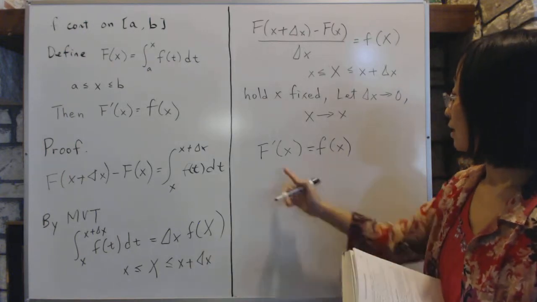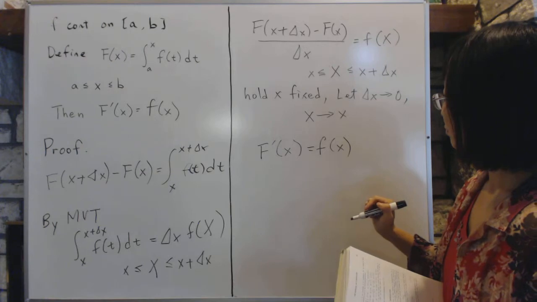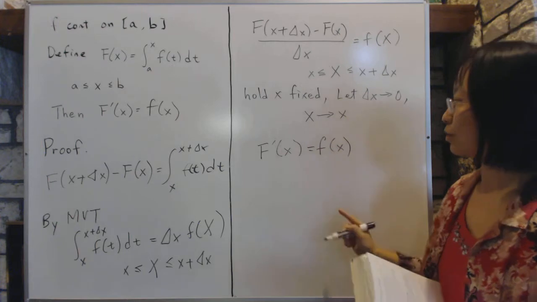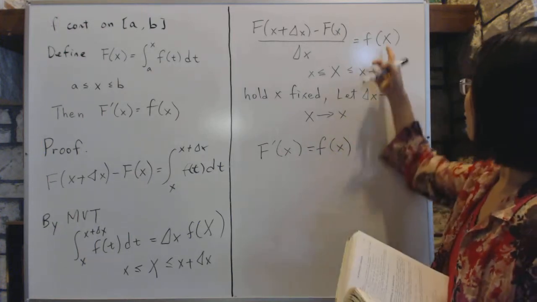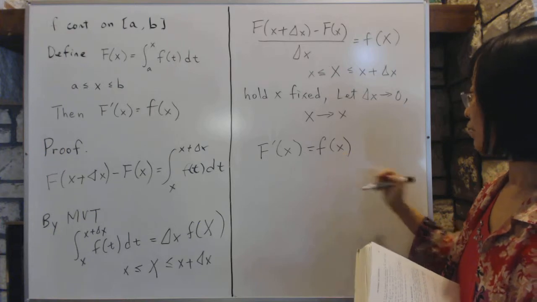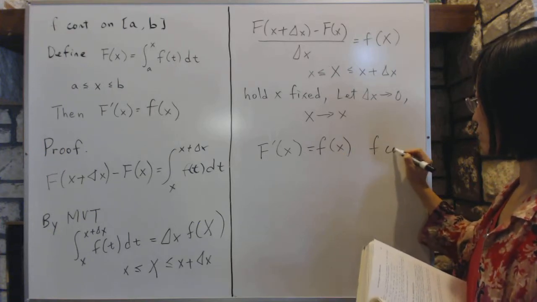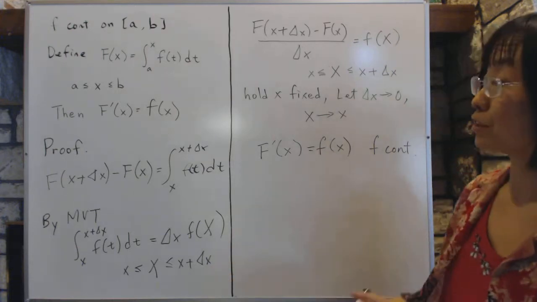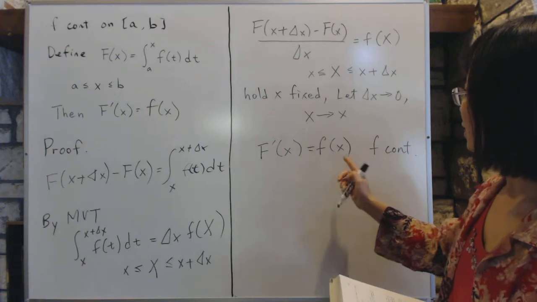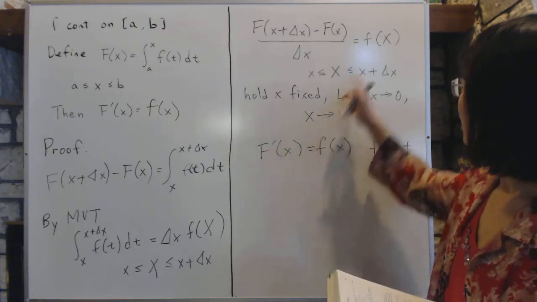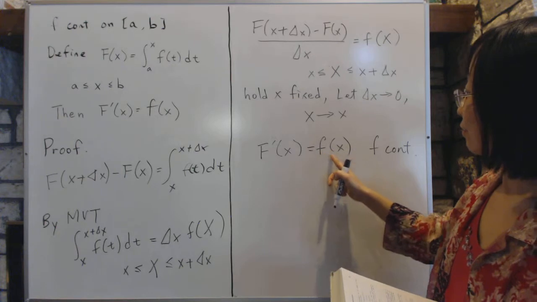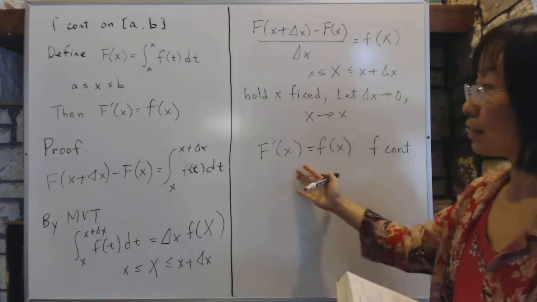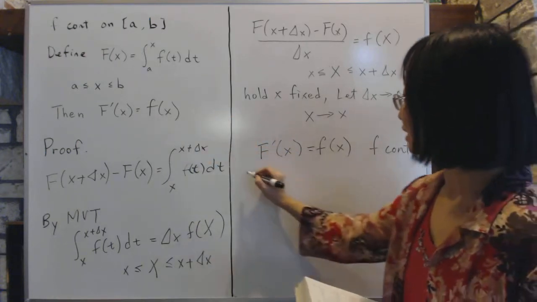As big X goes to small x, f of big X becomes f of small x. Why? Because f is continuous. That's where the continuity kicks in. It also kicked in when we did the mean value theorem, which requires it as well. But in any case, because f is continuous, as big X goes to small x, f of big X also goes to f of small x. And that actually concludes our proof. See, a quick and easy proof.